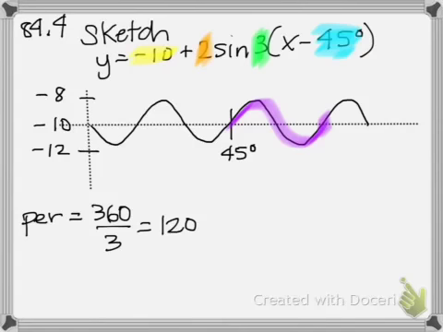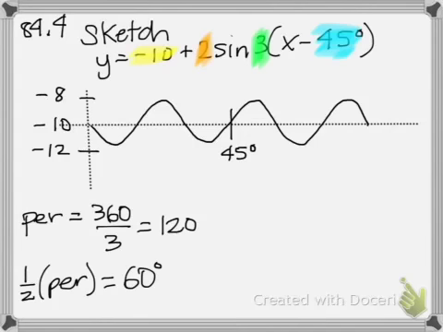So the difference between 45 and this point is 120 degrees, but that's not what we're looking for. We're actually going to find this point here, and in order to do that, we are going to do half of the period, which is 60 degrees. When we add 60 and 45, we get 105. And then go ahead and add 60 and subtract 60 to get all of your other points.